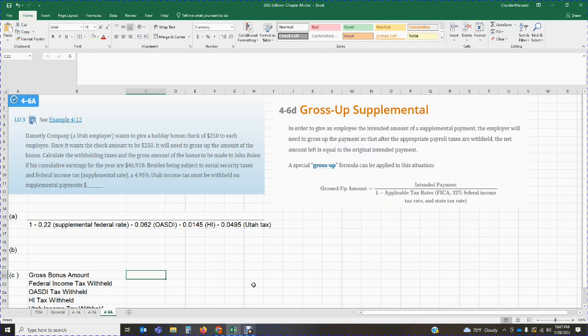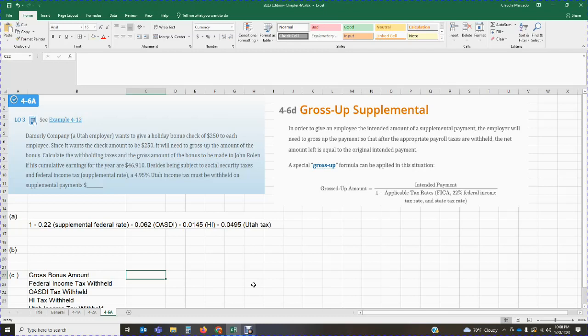It says Damerly Company, a Utah employer, wants to give a holiday bonus check of $250 to each of its employees. Since it wants the check amount to be $250, it will need to gross up the amount of the bonus. We have to calculate the withholding taxes and gross amount of the bonus to be made to John Rowland if his cumulative earnings for the year are $46,910. Besides being subject to the Social Security taxes and federal income tax, using the supplemental rate, a 4.95% Utah income tax must be withheld on the supplemental payment.